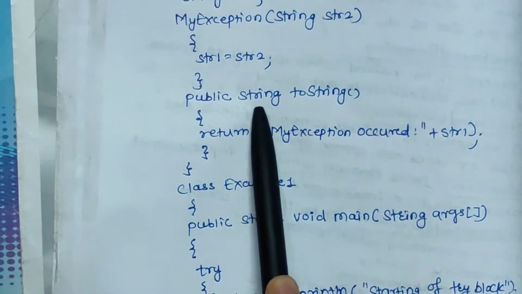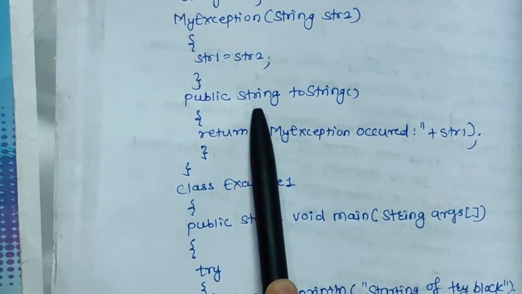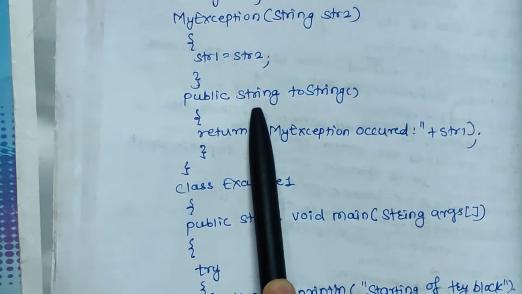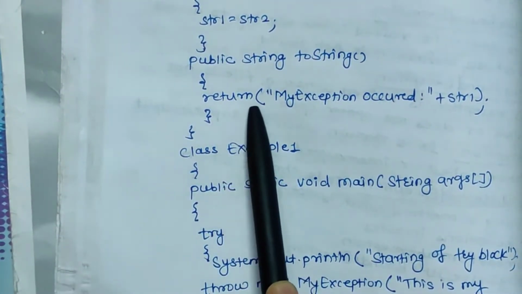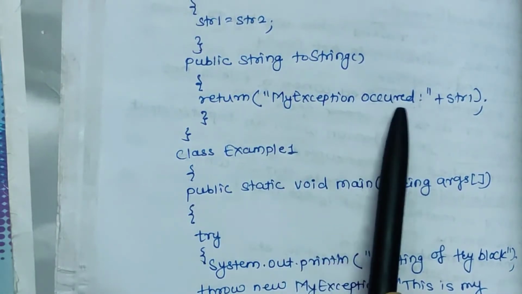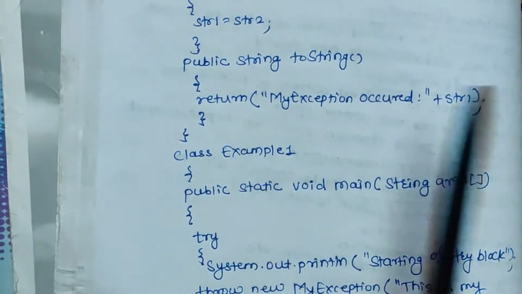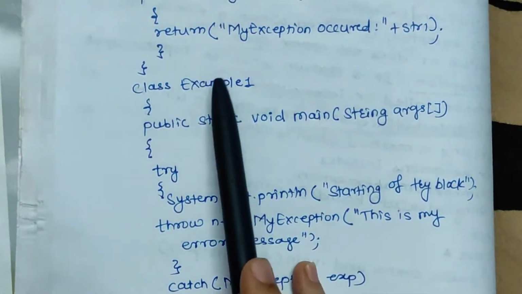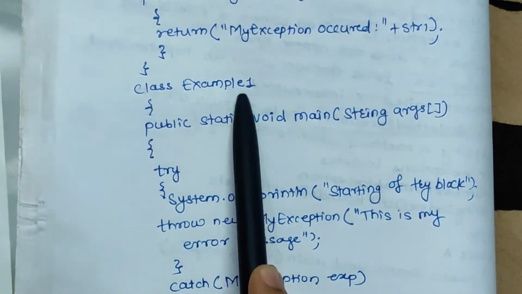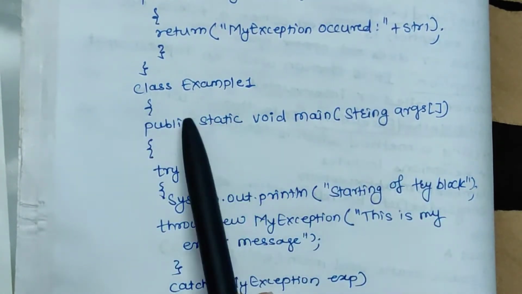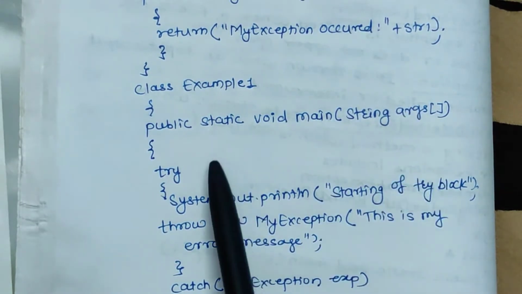Now this is public String toString. Here we are returning this value, that is MyException, and the value of the string we are returning here. Now this is the main method, class Example1. You can see here this is the main method, public static void main(String[] args).